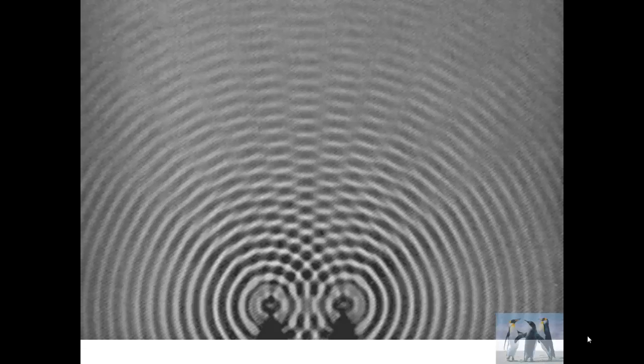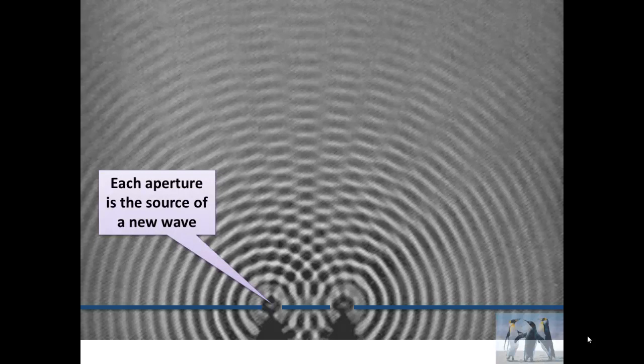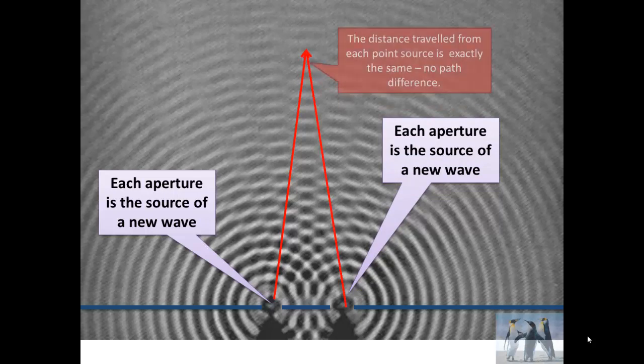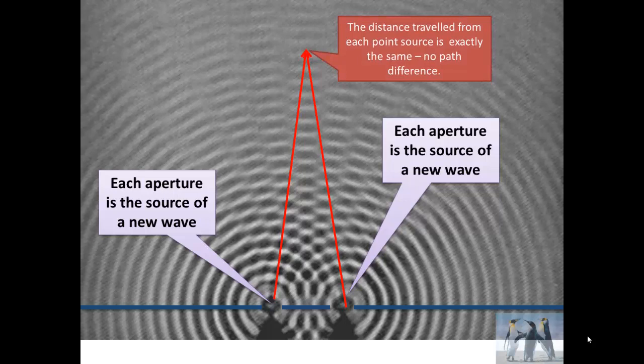Now we have to be able to derive an equation which shows this. Here we have two sources of waves, but we can treat them as light. We can treat them as apertures or gaps in a barrier where light is passing through. Each aperture can be treated as the source of a new wave. So the light from this aperture and this aperture meet at the point there. The distance travelled from each point is exactly the same, so there's no path difference, so they're going to be in phase. One crest will meet the crest, the trough will meet the trough. We get a double intensity.